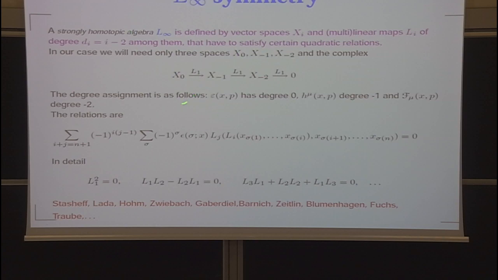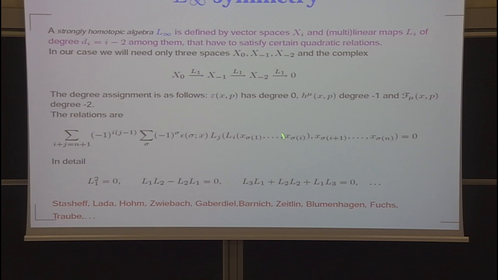L infinity symmetry is a symmetry in which you have vector spaces, which in this case reduce to three, called x0, x minus 1, x minus 2. Minus 1, 0, minus 1, minus 2 is the degree given to these parameters: x has degree 0, h has degree minus 1, and F mu nu has degree minus 2. F mu nu is the equation of motion, I remind you. And the relation to be satisfied in order to be sure that L infinity symmetry is there is this, which looks very complicated, but in detail becomes this.